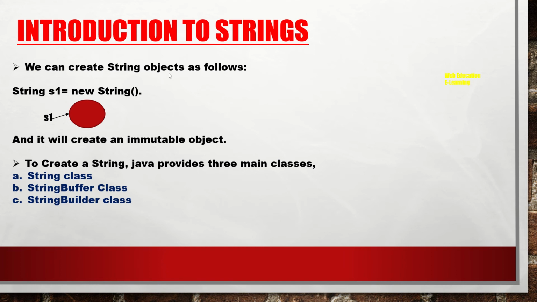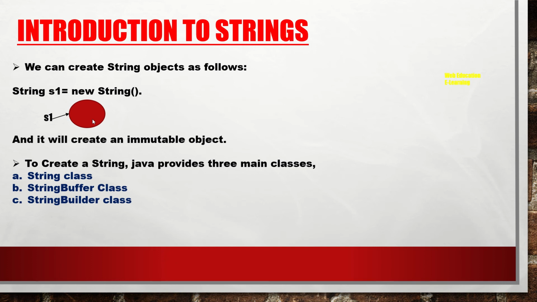We can create string objects as follows. That is, we can create string s1 equal to new string. That means we are creating an object in Java using the new operator. Now this s1 is a string type variable which is being created in some memory location. As I have told you earlier, whenever we create objects in Java, it is created using the new operator. Whenever we create an object using the new operator, it is created in the heap memory area.